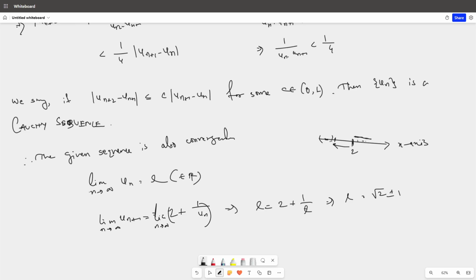So what we need to do is say that the limit of the sequence is root 2 plus 1. Because root 2 plus 1 is definitely greater than 2. It's close to what? 2.414, right? It's close to that. So the limit as n tends to infinity of un equals root 2 plus 1. It's proved.